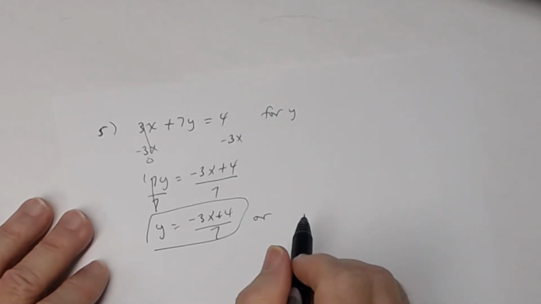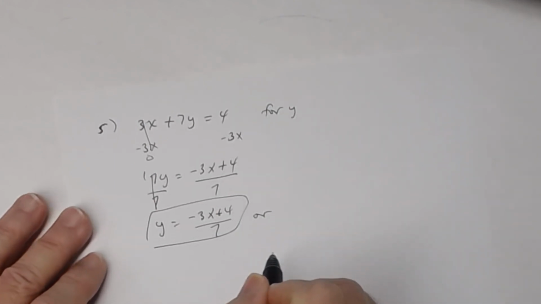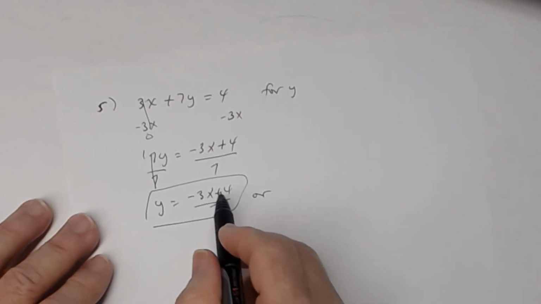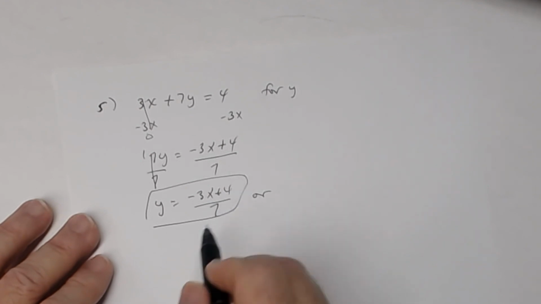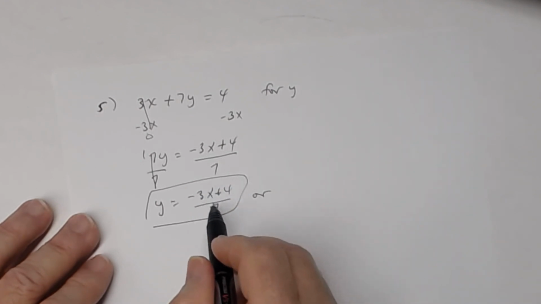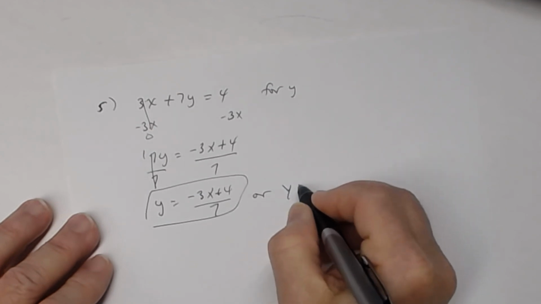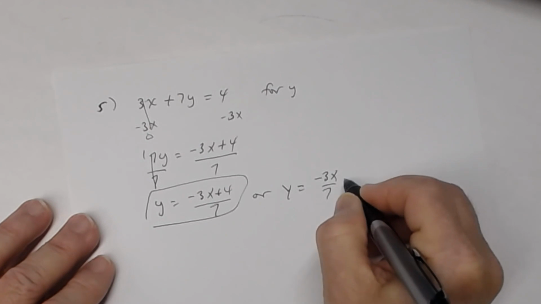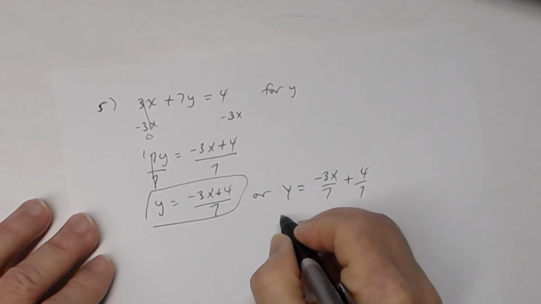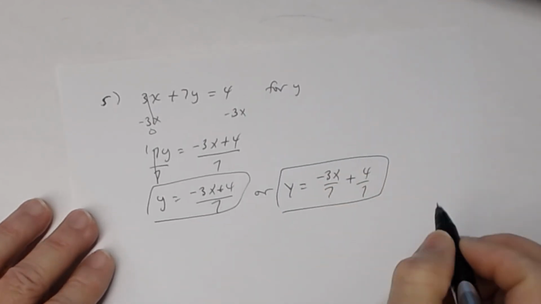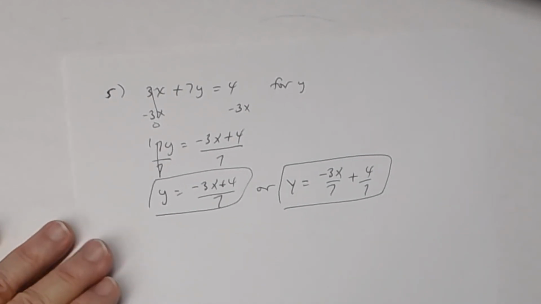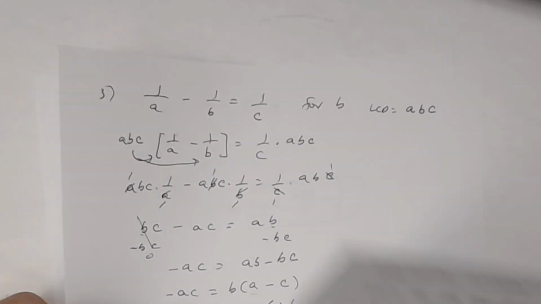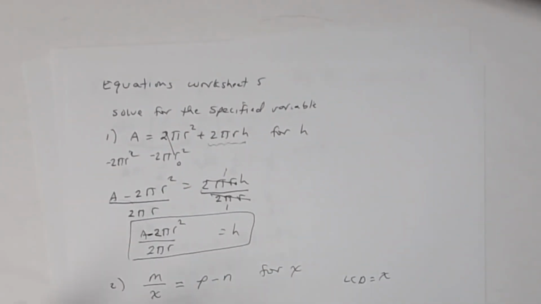So remember, when you go further, be careful, what you write has to be graded. If you go further, you see this is a monomial. So I can take each of those terms and divide by that monomial. In other words, this right here can become negative 3x divided by 7 plus 4 divided by 7. Either one of those is fine. All right, and that's it. So that is, I believe, the key to Equations Worksheet 5.